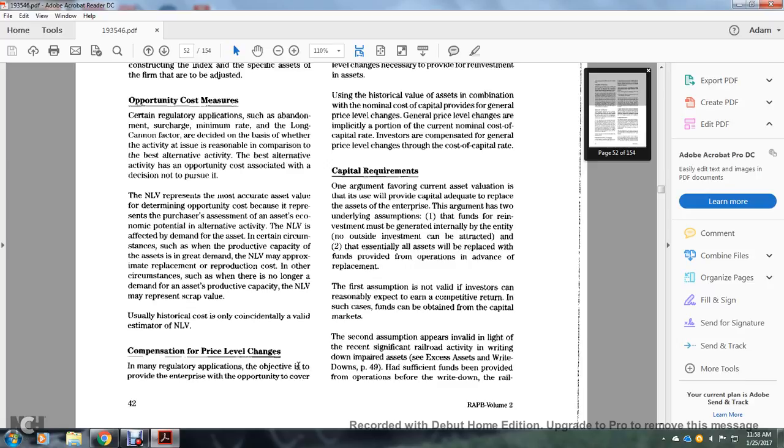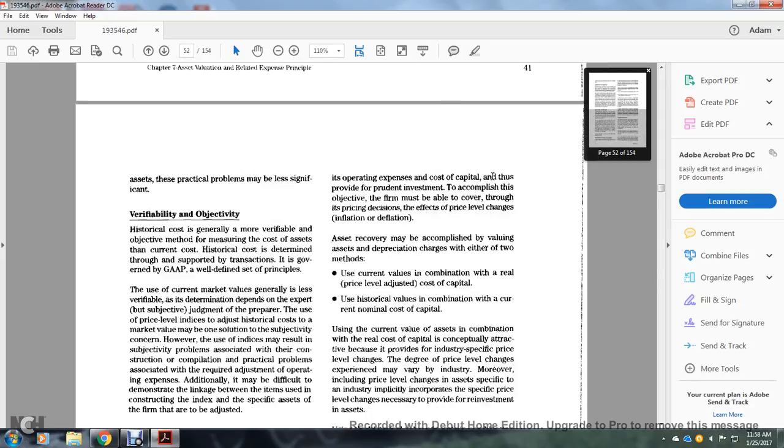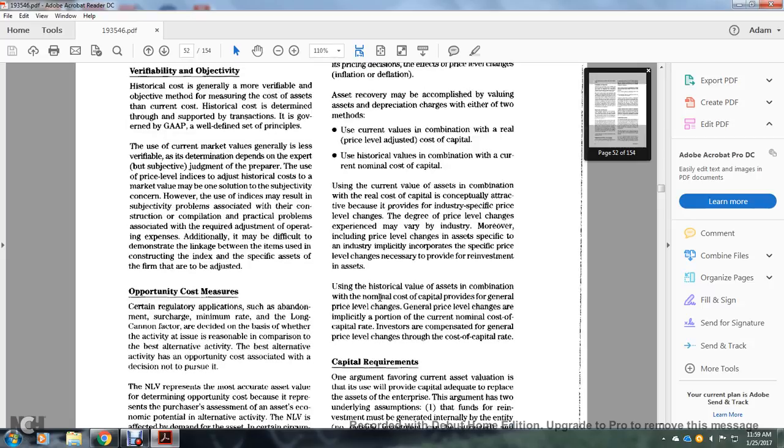Compensation of the price level change. Many regulatory applications may object to the enterprise having the opportunity to cover operating expenses and the cost of capital provided by prudent investment, which accomplishes the objective of the firm, and must be able to cover through the price decision the effects of the price level change, inflation and deflation. Asset recovery may be accomplished by valuing the estimated depreciation charge by either of two methods: using current value of the asset in combination with the real cost of capital, or the historic value of the asset in combination with the current nominal cost of capital.